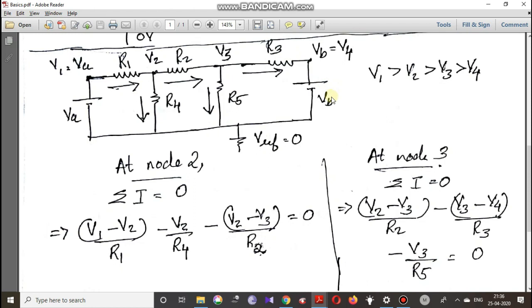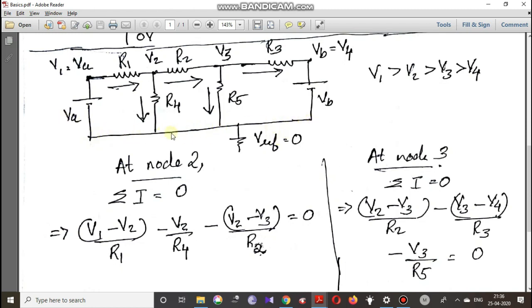Now, another node is there in the circuit: the bottom points of VA, R4, R5 and VB are all the same node, because there is no resistance between these points, nothing in between them. So all are at the same potential.